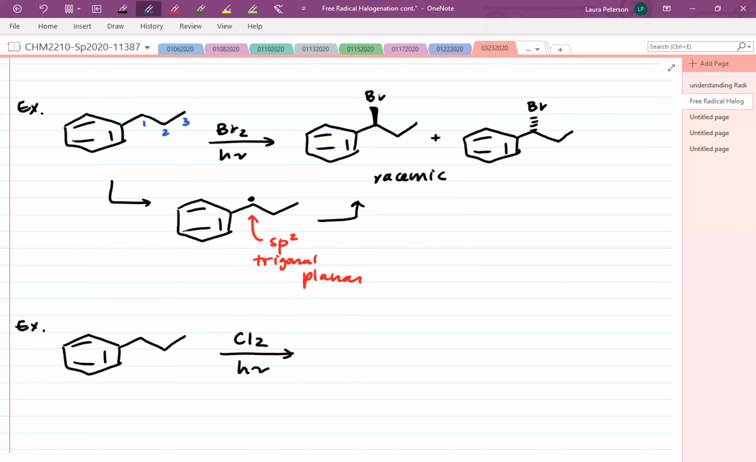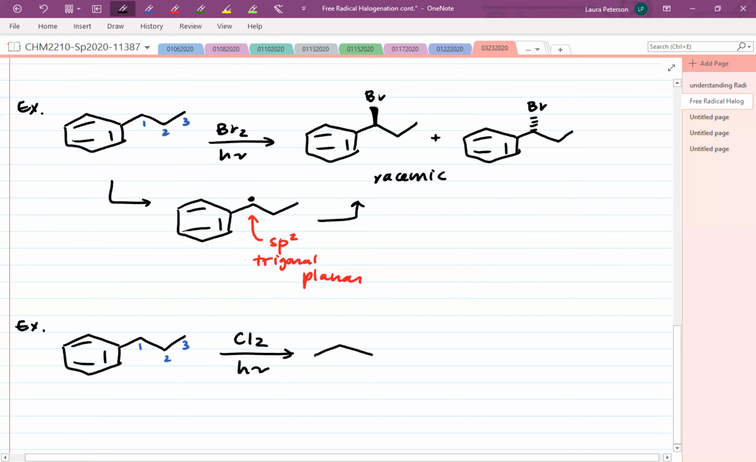And so we're still only reacting the sp3 hybridized carbons in this reaction. It was halogenation of an alkane, an sp3 hybridized carbon. So we're not going to touch any of the benzenes, or any of the carbon-hydrogen bonds of benzene. So we still can only chlorinate at carbons 1, 2, or 3. So we have 3 possible regioisomers, and within some of those we'll also have some stereoisomers to consider.